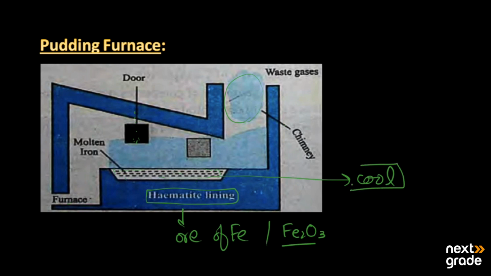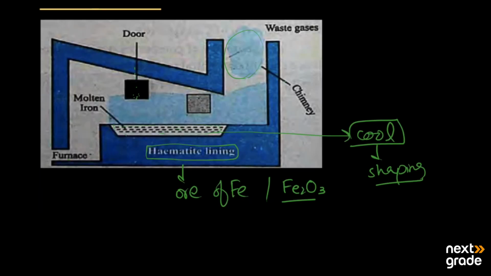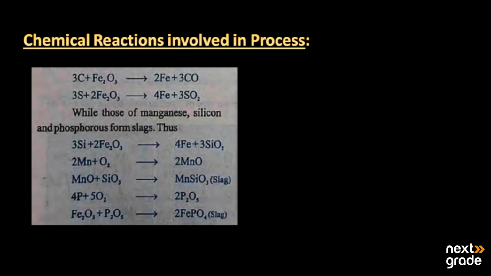After the cooling process, it is passed out for shaping, to the roller milling. Now, what are the main chemical reactions involved in this process? So the chemical reactions are over there. In the first step, we have the carbon, which is the coke. It reacts with the hematite, which is the ore of iron. When it comes in contact with this iron oxide, Fe2O3, it forms iron and carbon monoxide.